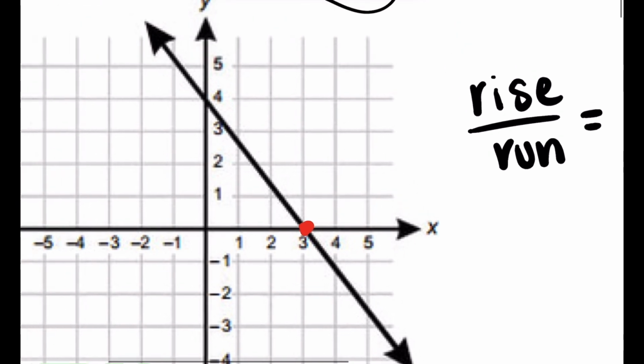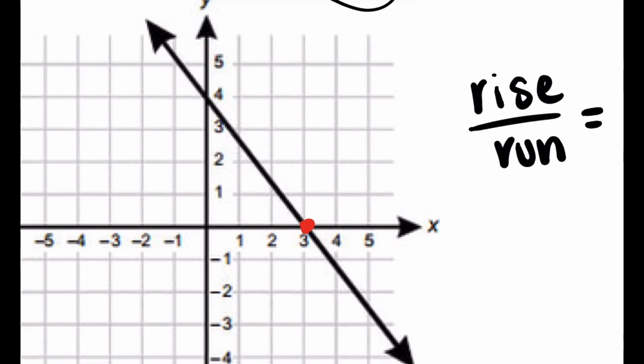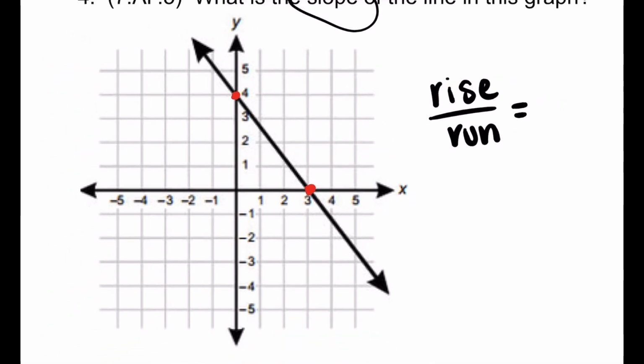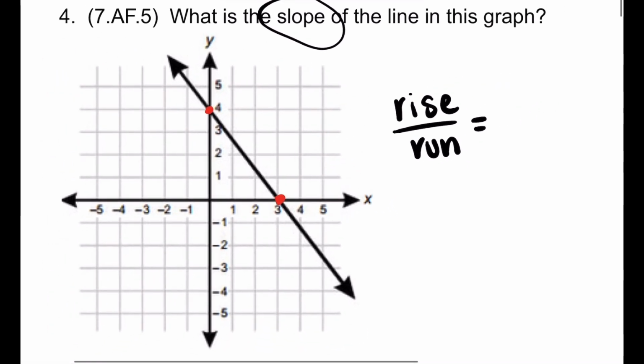Okay, another point that is given to me on the graph here is this point right here. So what we're going to do is rise over run. It does not matter which point you start off with. I can go ahead and do both so you guys can see what I'm talking about. So let's say we do rise first and I start from the point at the top. If I do rise, rise means up or down.